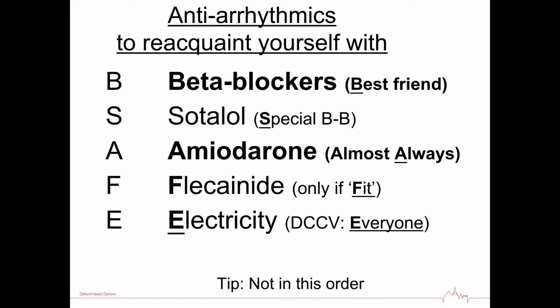It works in almost all situations. The caveat being Torsade, because of the QT lengthening, it's the drug you wouldn't want to use there. Flecainide, think about only if fit. So it's very good if you've got a young patient in front of you with new AF or flutter. Cardioverts them very, very well. I tend to give 100 milligrams in 100 mils of saline over half an hour. You do not use it in people with adult congenital heart disease, structural heart disease, or ischemic heart disease because it can precipitate VF. Hence the only fit. And electricity is suitable in everyone, including pregnancy, and it's completely safe in pregnancy as well.